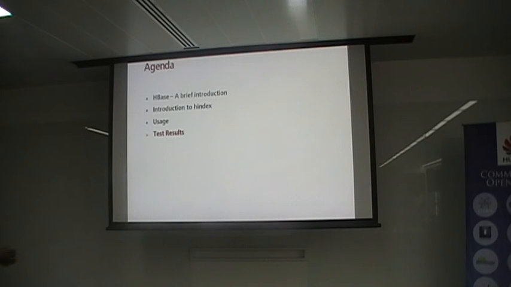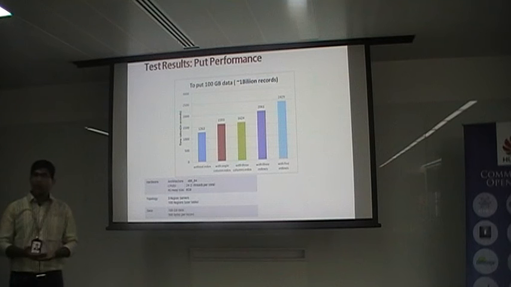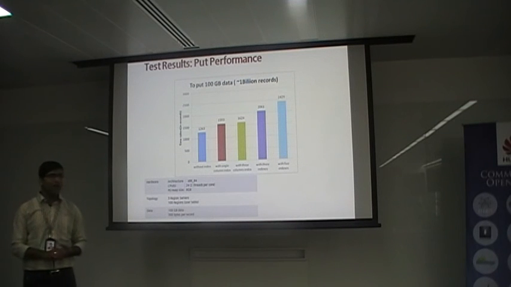Next. Test result, yeah. So we'll just see some of the test results. After this, what is the benefit we get, right? Yeah, put performance. As I told, whenever we are putting the normal data, we are also putting the data in the index table. So obviously there is some overhead, right? Is that overhead really big or not?